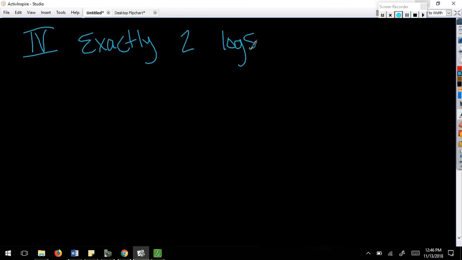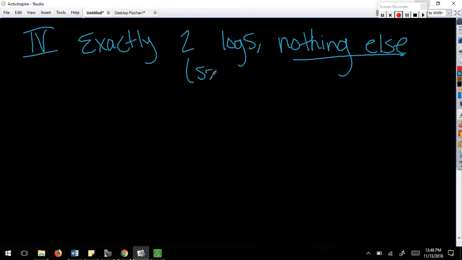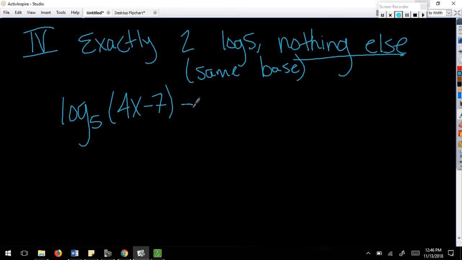2 logs, nothing else. Nothing else, just 2 logs, and those 2 logs must have the same base. Okay? For example, log base 5, 4x minus 7 equals log base 5, x plus 5.